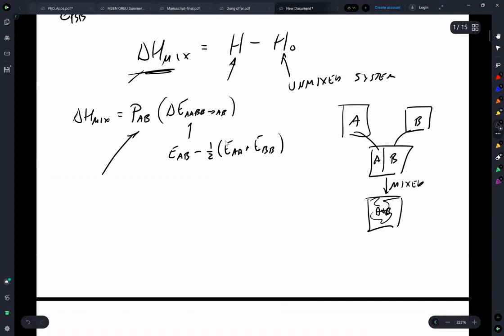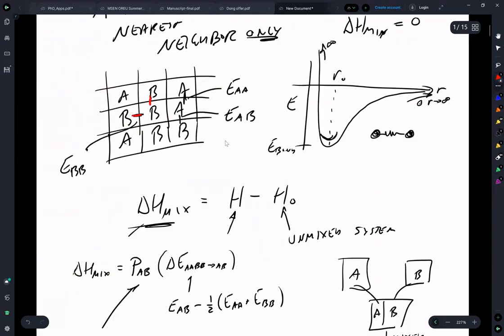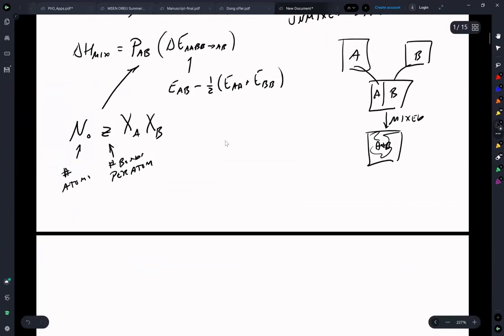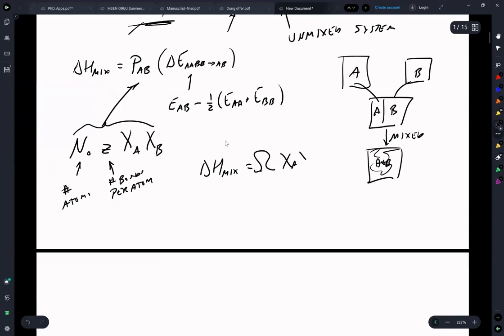And what you'll see shortly is that this P_AB is the number of bonds per site, or the coordination number. Up in here, this would be a 1, 2, 3, 4 for our little two-dimensional crystal, times the mole fraction of A and the mole fraction of B. And this substitution will let us write delta H of mixing is equal to omega XA XB.